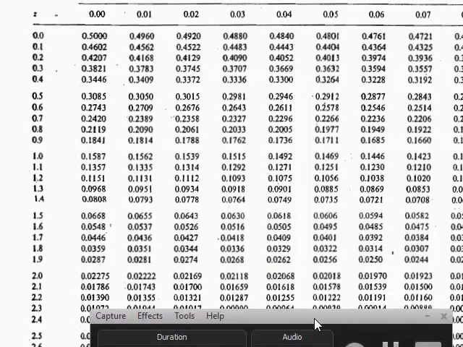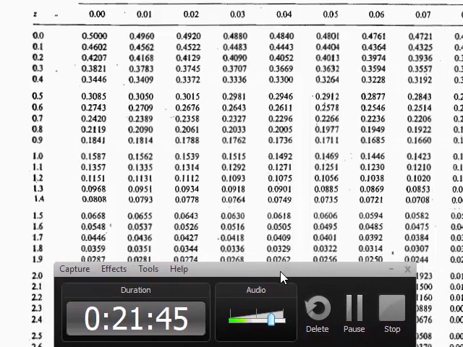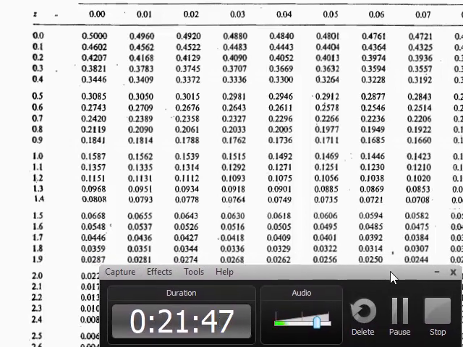I do not know whether you can see this or not. Let's underline 1.96, 0.025. So this is the value that you have to memorize.